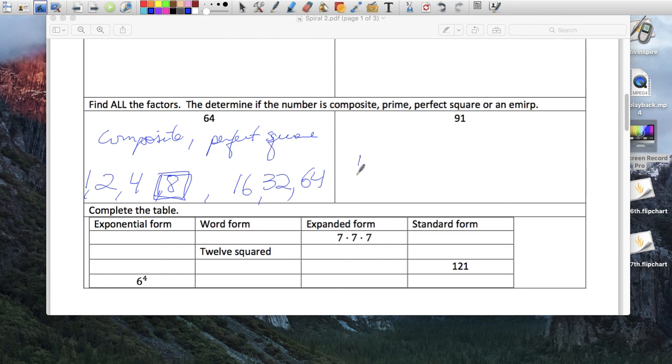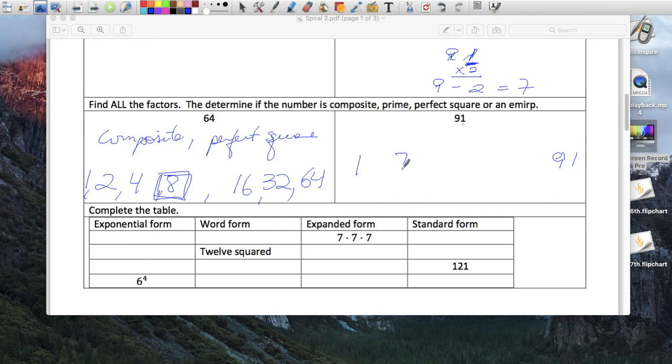91. Is it divisible by 2? No. By 3? No, because 9 plus 1 is 10. 4? No. 5? No. 6? No. 7? So for 7, the rule for 7 is, here's your 91, right? Take this number and double it. Times 2, you double it, and you get 2. And you subtract this from the remaining number, which is 9, and 9 minus 2 equals 7. And is 7 a multiple of 7? Yes, it is. So the rule for 7 works.